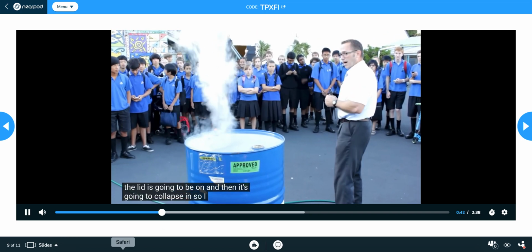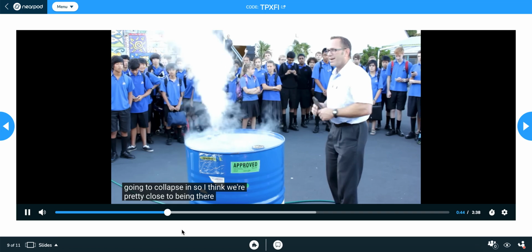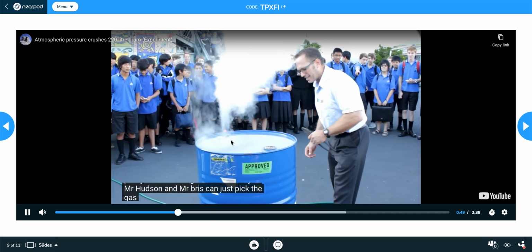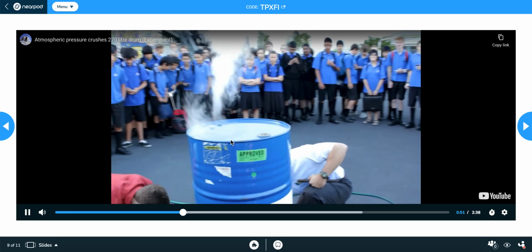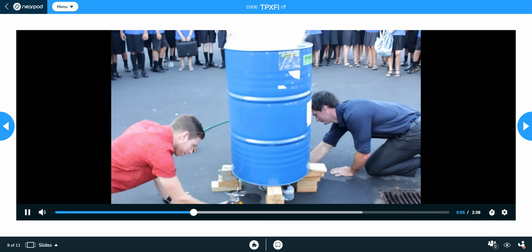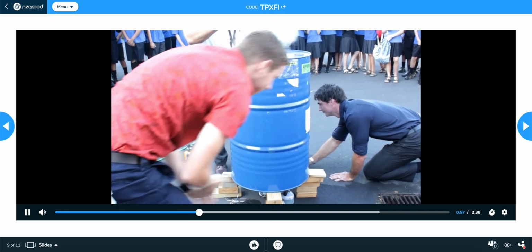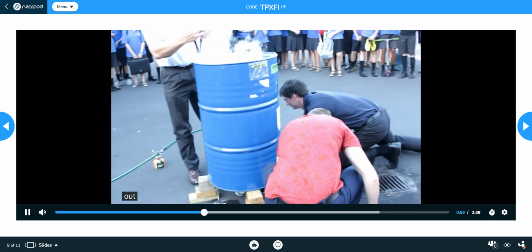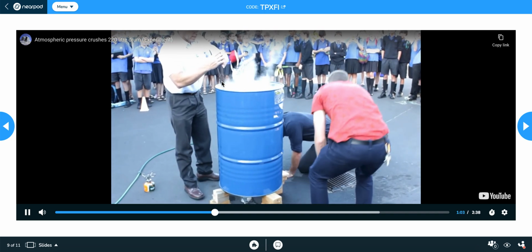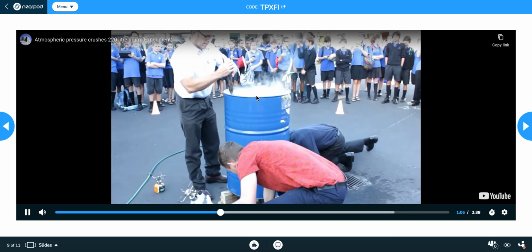All right, and what's going to happen is they're going to cap this to keep the rest of the air inside of it. All right, so they're taking away the heat source. Right, he is going to be capping that. So we're going to see less steam coming out.